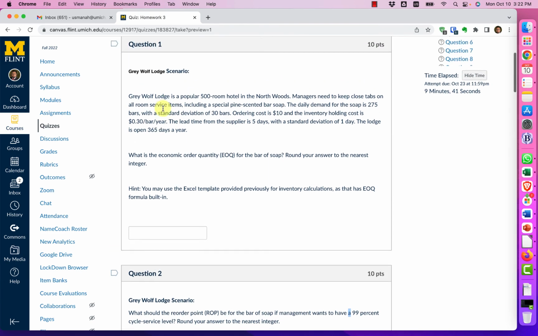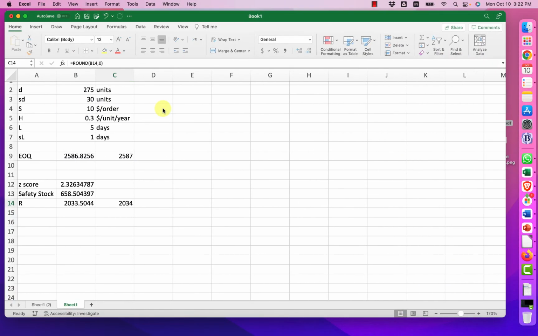Question 2, that finishes the Grey Wolf Lodge scenario, which is in continuous review systems. Remember, in continuous review systems, you have 2 basic questions. When to reorder, that's answered by the reorder point. Whenever inventory drops below R, you reorder. How much to reorder, that's answered by EOQ, you reorder this much. So whenever inventory drops below 2034, order 2587 to take the inventory back up.